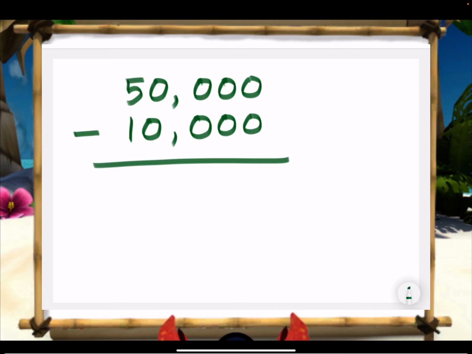Let us solve another problem, which is 50,000 minus 10,000. So we have here the minus sign says that you have to find the difference between these two numbers. So for that, we have to subtract it. So let us subtract. 0 minus 0 is 0. 0 minus 0 is 0. Again, 0 minus 0 is 0. And then, 0 minus 0 is 0. And then 5 minus 1 is 4.